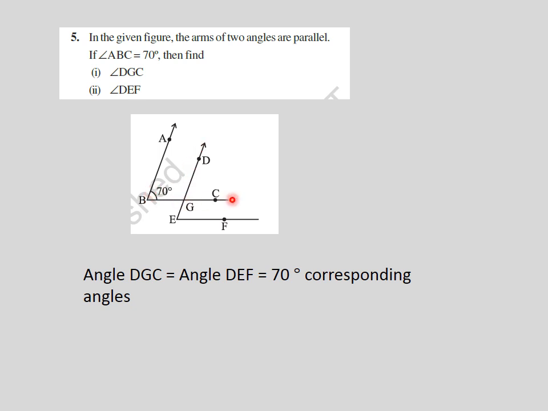Angle DGC is corresponding to angle ABC, and angle DGC is also corresponding to angle GEF. First of all, angle DGC is equal to 70 degrees by corresponding angles, because lines AB and DE are parallel lines. So corresponding angles are equal, and hence this is 70 degrees. This is also 70 degrees by corresponding angles. Angle DGC is equal to angle GEF. So this is 70 and this is 70.